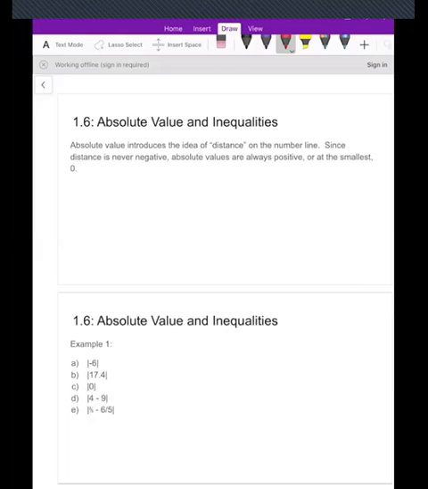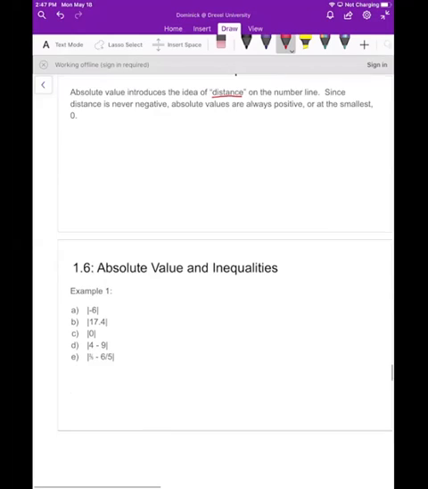Now, when most students hear absolute value, they think correctly that whatever's on the inside, you're just going to make that number positive, right? But what absolute value really means is it's talking about the idea of a distance on the number line. And of course, distance can't be negative, so that's where you're getting the idea that it's always positive, or that it's as small as 0, right?